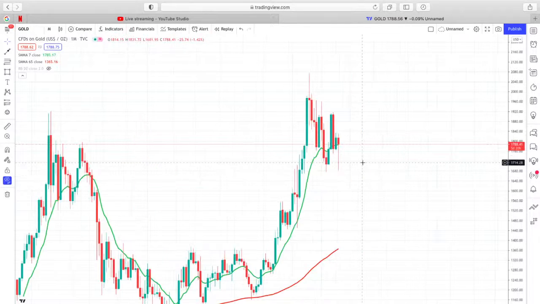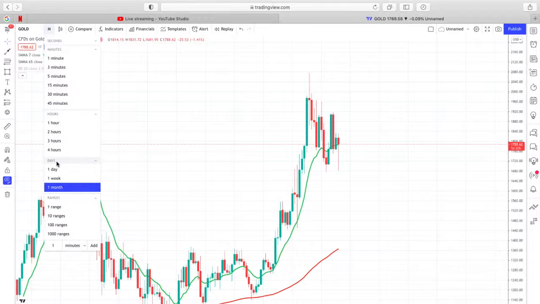But with this nice little pullback up right here, how strong this is, it almost looks similar to a hammer formation, which is a number one key reversal candle. I think we can definitely be expecting prices to start heading back up again.